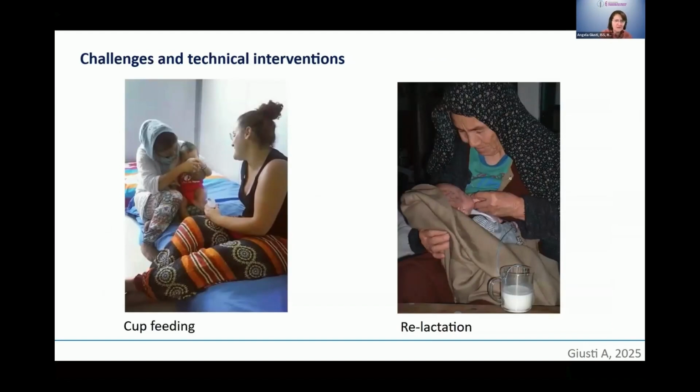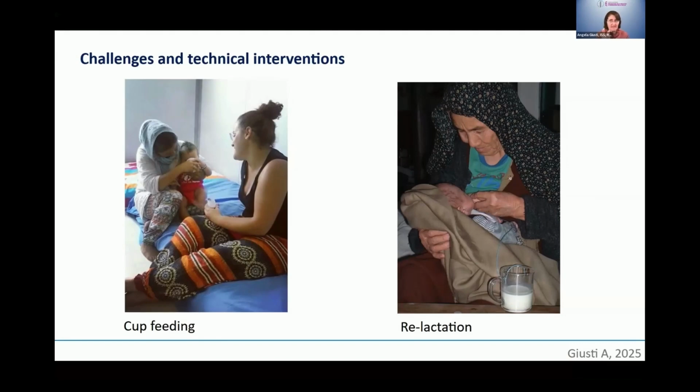Next one. The one you see on the left is a midwife. I'm also a midwife. A colleague of mine called Alice is showing a mother how to feed the baby with a cup instead of a bottle. And on the right, you see an example of relactation. Lactation is possible in any setting. Any woman can relactate or do induced lactation, but it requires strong motivation from the mother or the caregivers, a supportive environment, and, most important, competent lactation support.